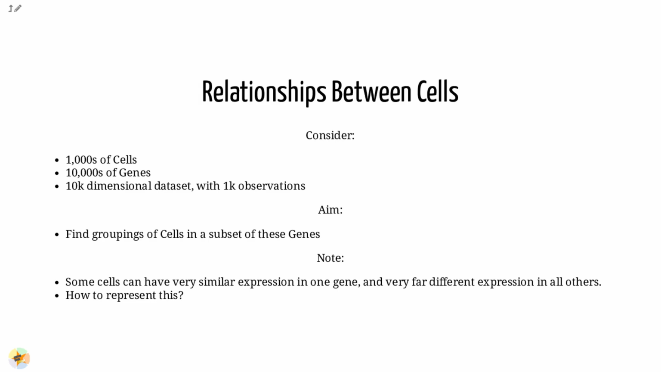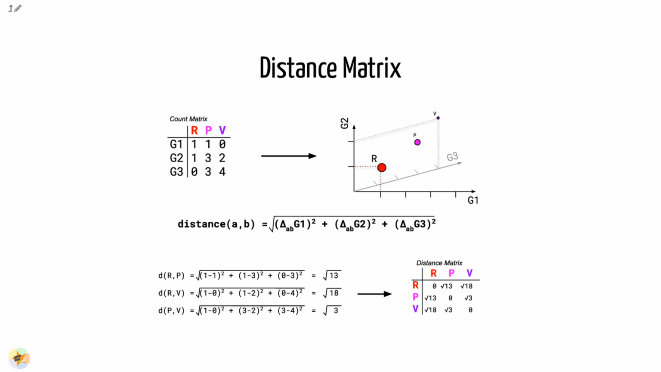A distance matrix does just this, defining the distance between any two cells by a single score. Here we use the Euclidean distance on a three-dimensional dataset of three genes, G1, G2 and G3, and three cells, R, P and V. The distance between any two cells can be calculated as the sum of squares of the difference in gene values. Note how the distance matrix is symmetrical along the diagonal, confirming that, for example, the distance from cells R to V is the distance from V to R as expected.